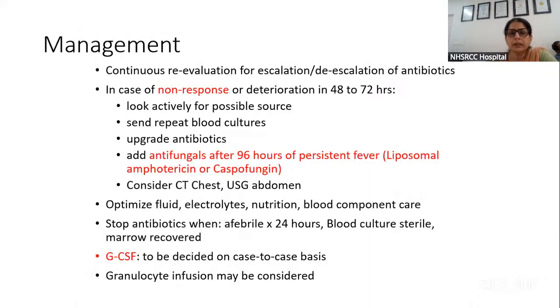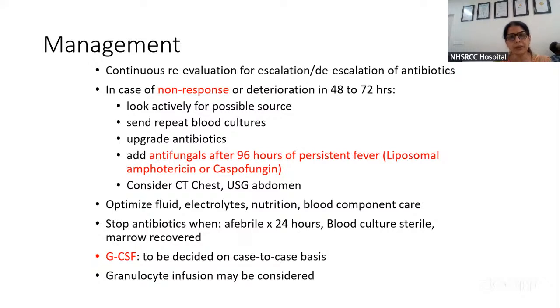Now, this re-evaluation is done every 3 days, whether you need to escalate or de-escalate the antibiotics. So if the child is not responding after 48 to 72 hours, you look actively for a possible source of infection, send repeat blood cultures, and upgrade your antibiotics. And if after 96 hours the fevers are still persisting, the child is not doing well, then probably, but if the child is hemodynamically stable, probably you don't need to upgrade. But otherwise you need to add liposomal ampho-B or caspofungin. That's an antifungal cover that you need to do.